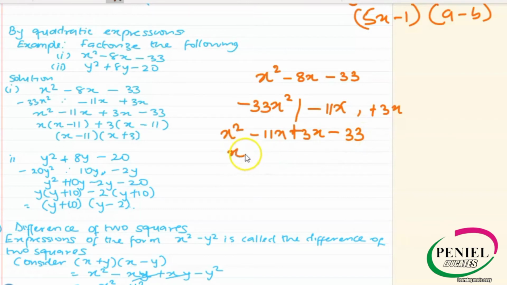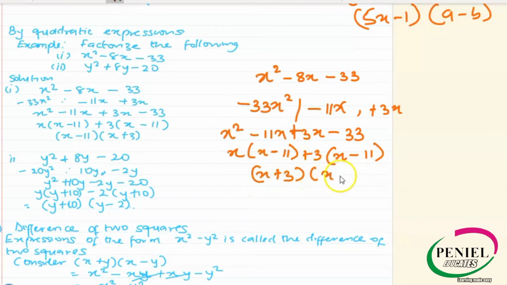So we expand further: x into x, minus 11, then plus 3, then x, then minus 11. With this, we can have x plus 3, into x minus 11. All right, so that is how we can factorize by quadratic expression.